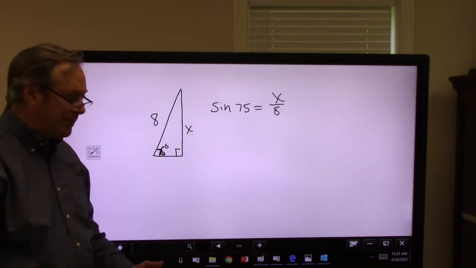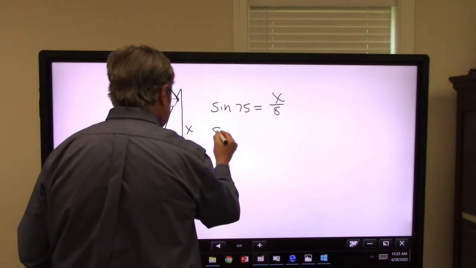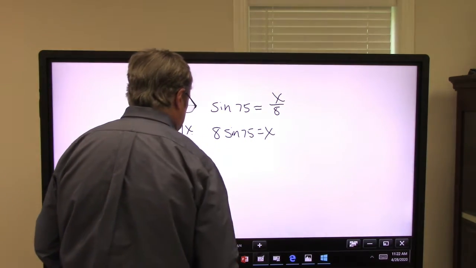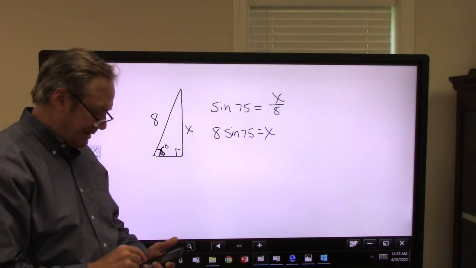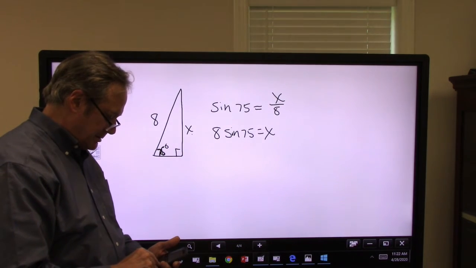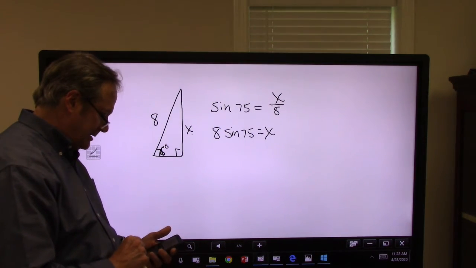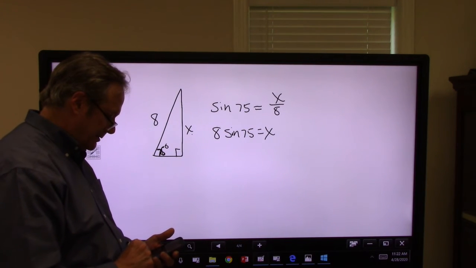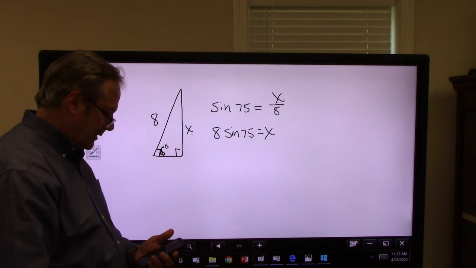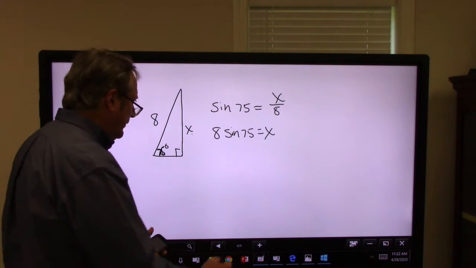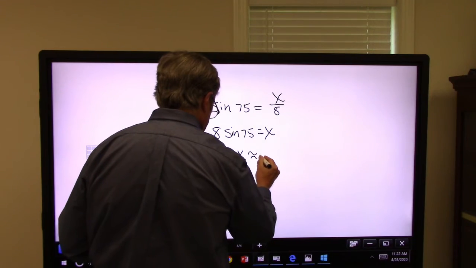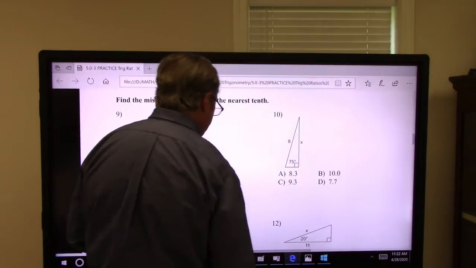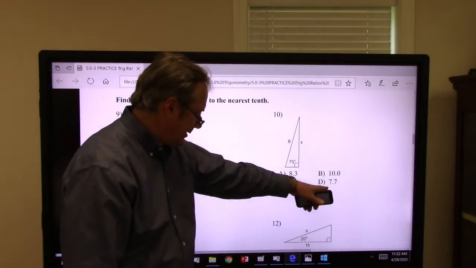Now, to get x by itself, I multiply both sides by 8. And we're ready to go. So in the calculator, we're going to type in 8 and then sine 75 and hit enter. And I get 7.7 approximately. So let's go back to the example, see if that one was there. Sure enough, 7.7.